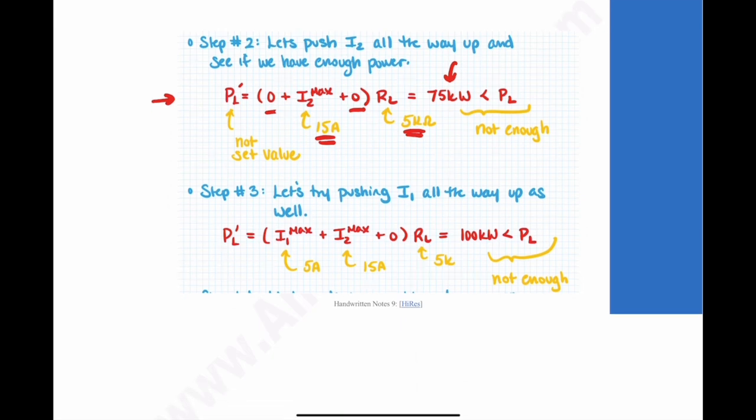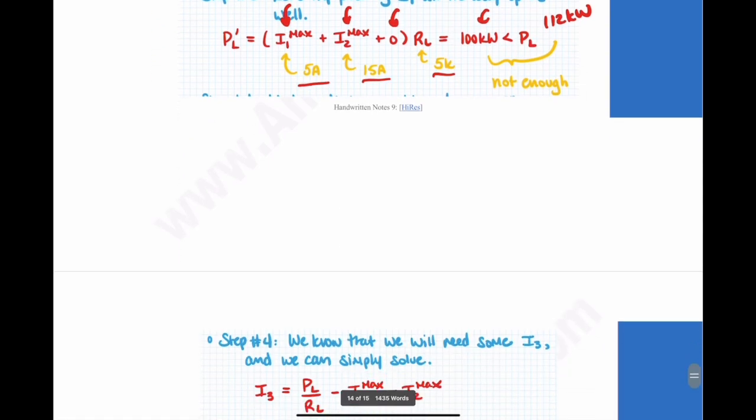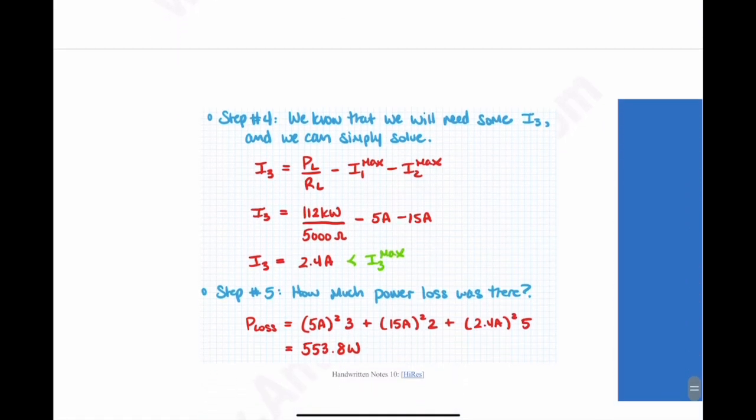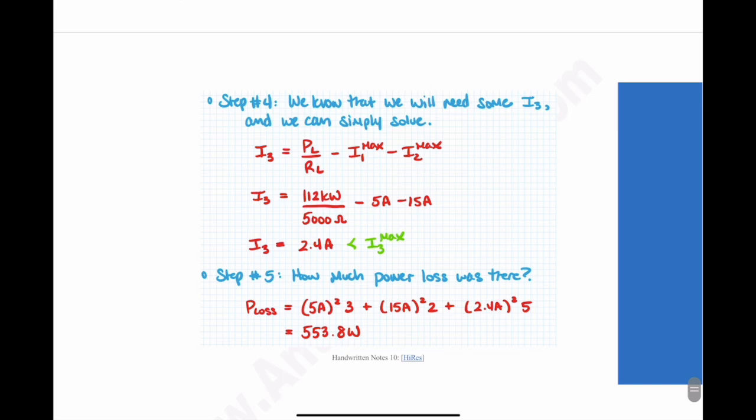So what we do is we leave I2 pushed all the way up, and now we push I1 up as well to 5. I3, you'll see here, is still at 0. So we have 5 amps plus 15 amps times 5,000. That's 20 amps times 5,000. That gives us 100 kilowatts, which is still less than the 112 kilowatts that we needed. So we know that we're going to need some I3.